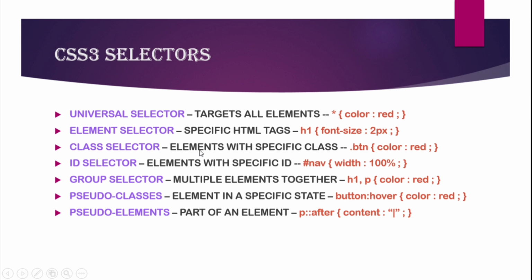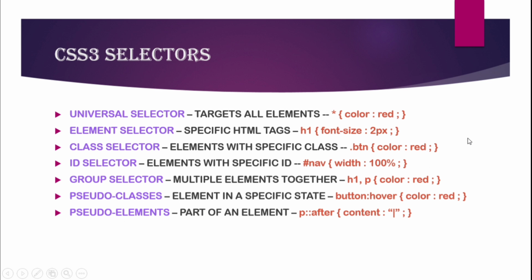For the class element we use dot format, and for the ID elements we use the hash format. Then we have the group selector for the multiple elements that you want to add the same format. Then we have pseudo classes, that is the hover effect, and pseudo elements, that is nothing but the after and before effect. Then we can go to the box model.